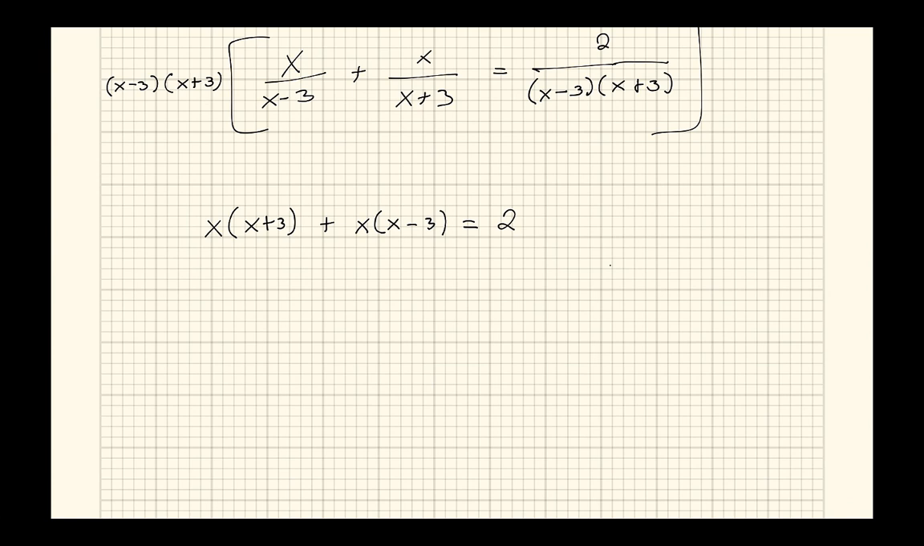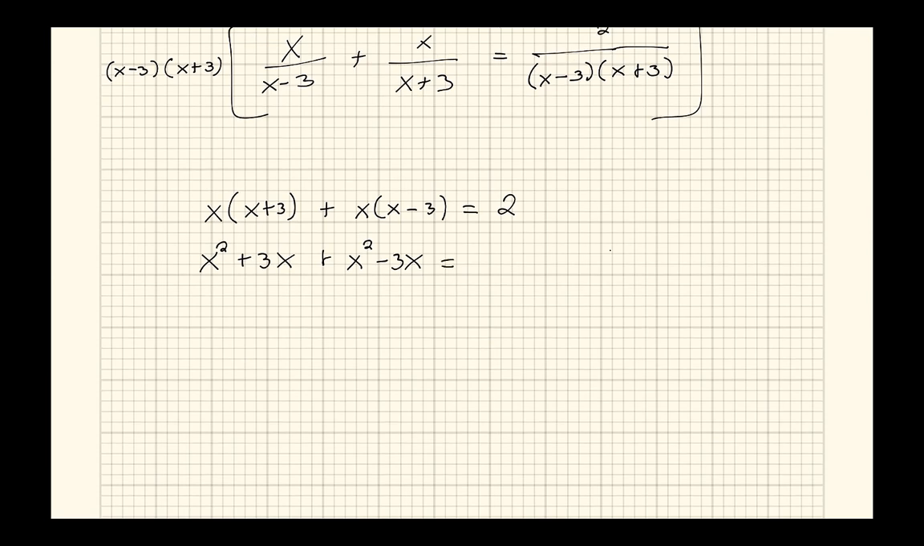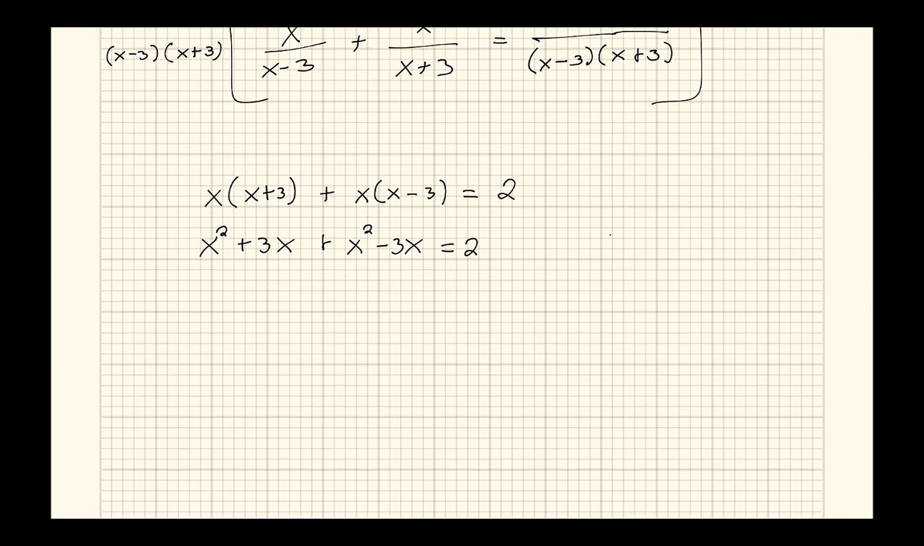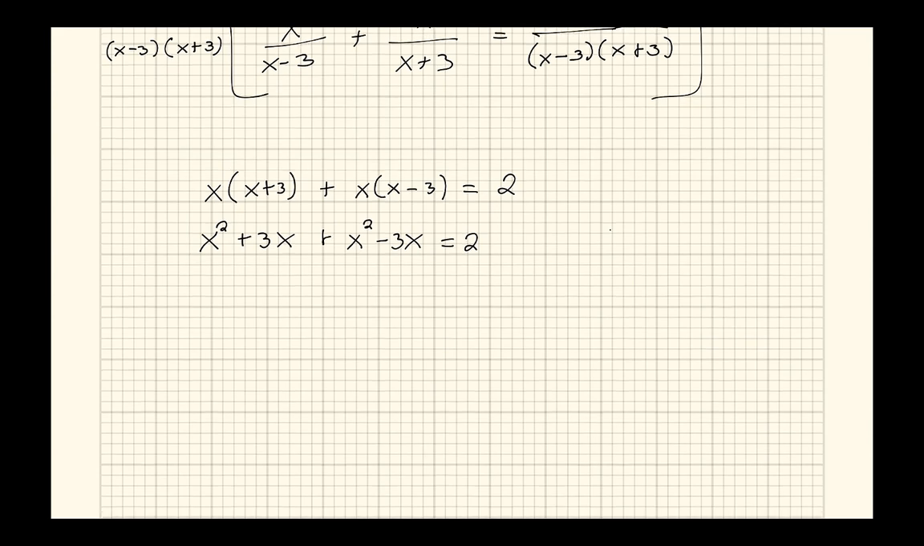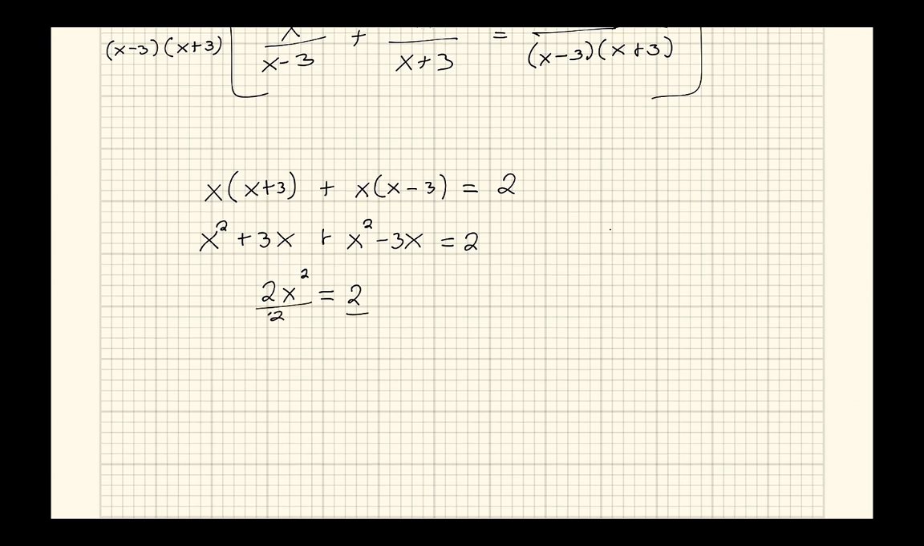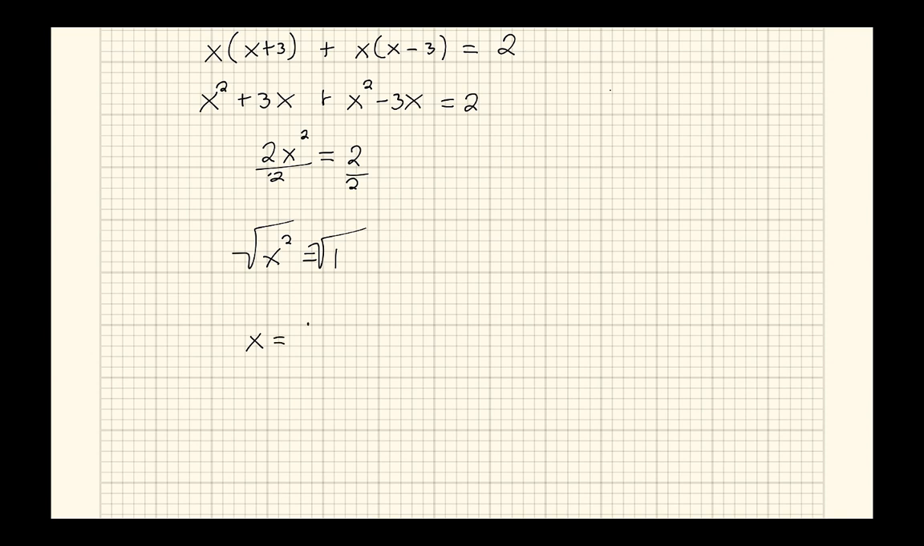Let's see what happens. Distribute that x. We have x squared plus 3x plus x squared minus 3x is equal to 2. That gives me 2x squared, the 3x minus 3x cancels, equals 2. Divide both sides by 2. x squared is equal to 1, and if we square root both sides, we get x equals plus or minus 1 for our solutions to this equation.